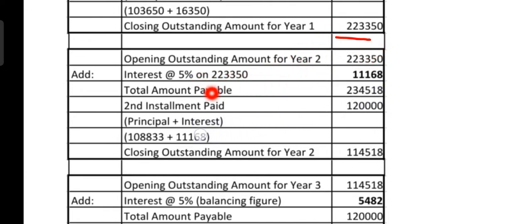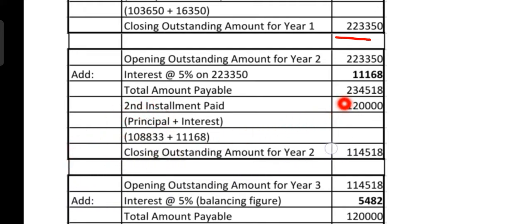In the same manner as we previously calculated, you are going to calculate. So 2,23,350 divided by 100 into 5, you will get 11,168. So now the total amount payable to the hire vendor at the end of year 2 is 2,34,580, but we are paying this amount in installments. That's why the second installment amount paid is 1,20,000. Again this 1,20,000 includes two values, one for principal amount, one for interest amount. Principal amount is nothing but the part of cash price.